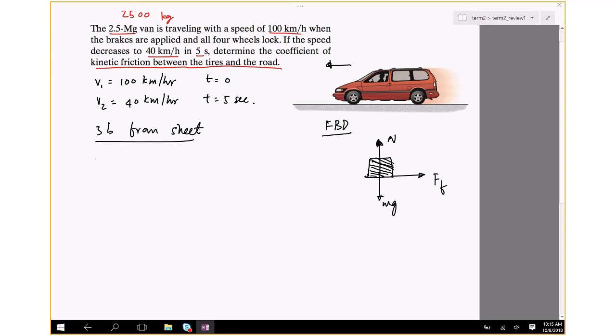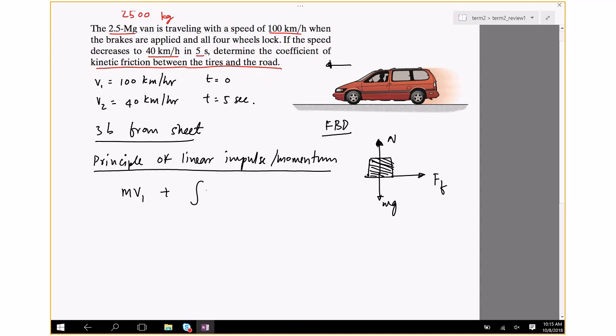So, as I said, this is the principle of linear impulse momentum, which states that mass times v1 plus the integral of f external dt equals m v2.